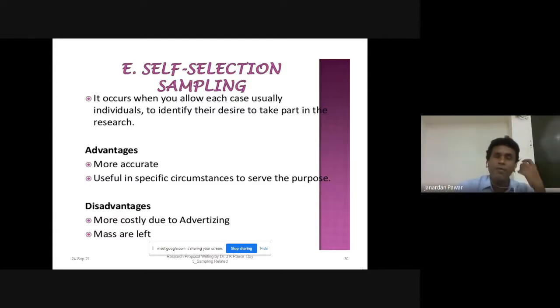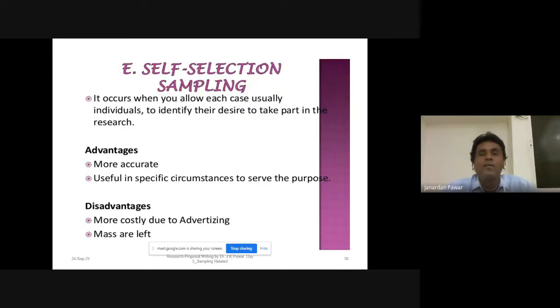And out of those 100, if 77 people are saying yes, so 77 is your sample size. So this way, this self-selection sampling is done. You are not selecting them. They are getting selected themselves for the process of research. Means they are giving their own contribution in the research as samples. So this way this self-selection sampling process is followed, and it's very simple to understand.